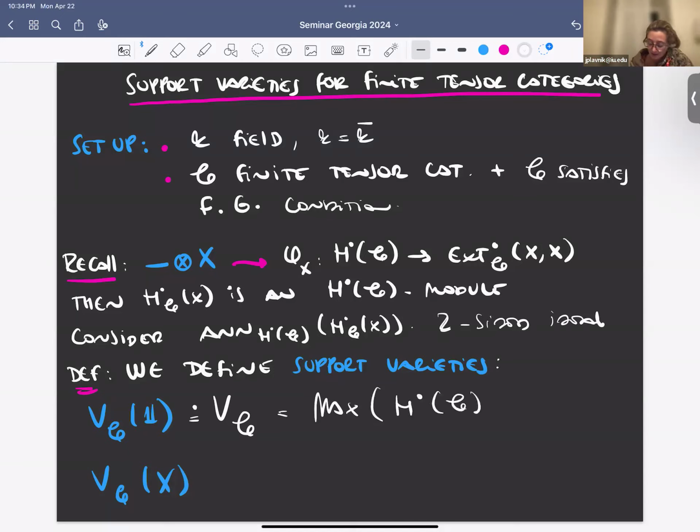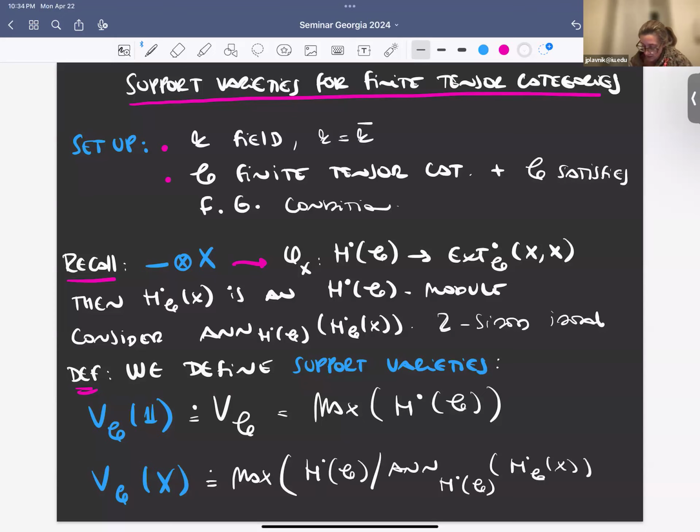And what I will consider are the maximal ideals in this cohomology. And then I will consider the variety of an object X in C, just as the maximal ideals, but now I will consider this annihilation two-sided ideal. So I will consider this quotient. Again, some other people consider different versions, even sometimes they consider prime ideals instead of maximal. We will stay in this case for now.